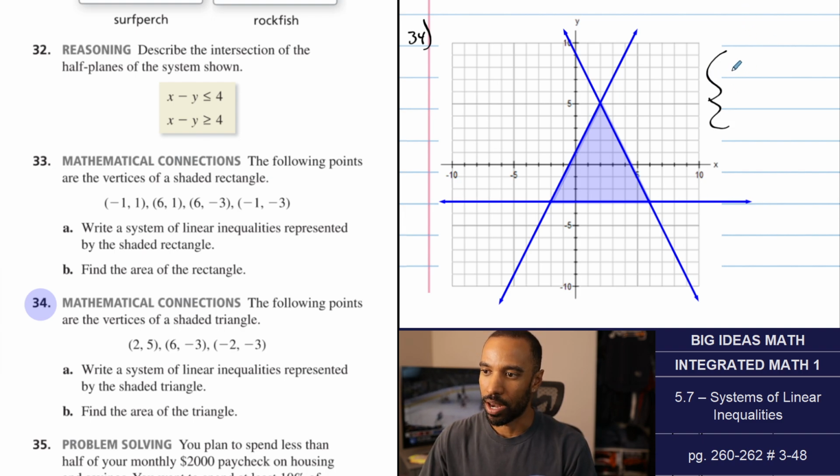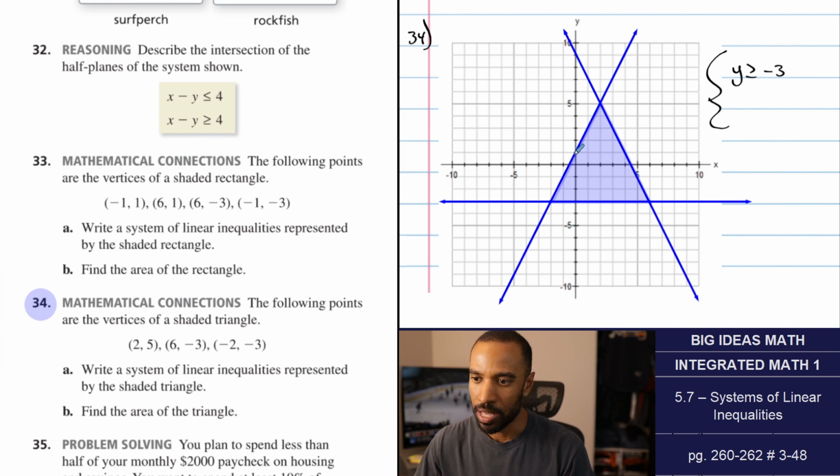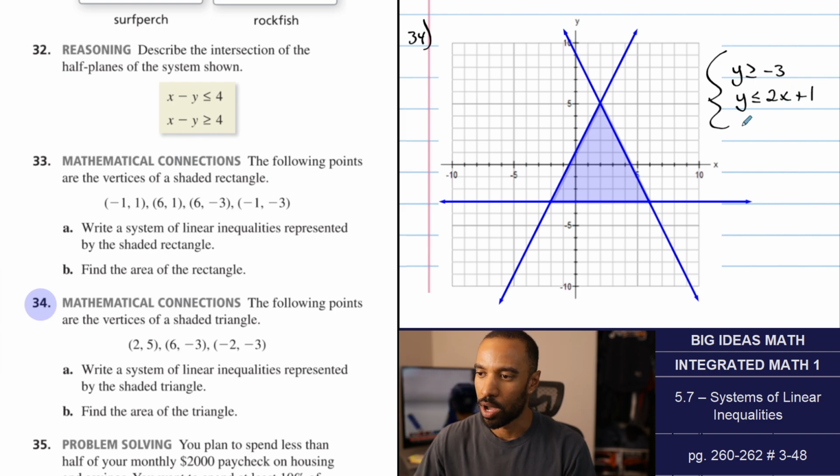So the first one I'm going to use the horizontal line. That is y is greater than or equal to -3. Now the next ones, again, this one, for example, that is a y-intercept of 1, and we are below it. What is its slope? Because it hits there, that's up 4 over 2 or up 2 over 1. So we are below it, less than or equal to 2x plus 1.